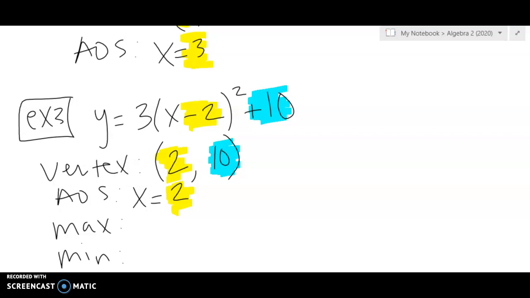Okay, min and max. The easiest way to think about min and max is to think about if your graph opens up or down. This graph is going to open up because it is a +3 in the front, so it opens up. My graph looks something like this little parabola. If your graph looks something like that, that's what I drew in the beginning, you have a minimum. The minimum is going to match the vertex. So the vertex is (2, 10). That is also the minimum. For these problems, they always match like that.